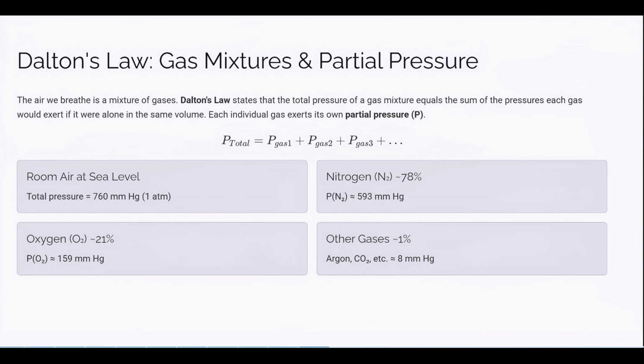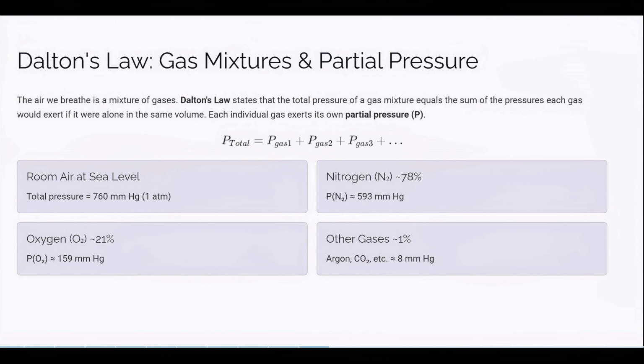So look at room air at sea level. Total pressure is 760 millimeters of mercury. Nitrogen is about 78% of that mixture, so nitrogen carries roughly 593 millimeters of mercury of that load. And oxygen is about 21%, so when you do the math, it's carrying about 159. Argon, carbon dioxide, and everything else account for the last eight or so. Add them up, and you're back to that 760 millimeters of mercury.